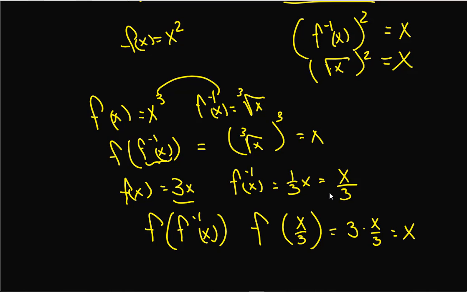The inverse of 3x is x over 3, and of course, if f of x was equal to, for example, 10x, the inverse is going to be x over 10. Let's try another one.